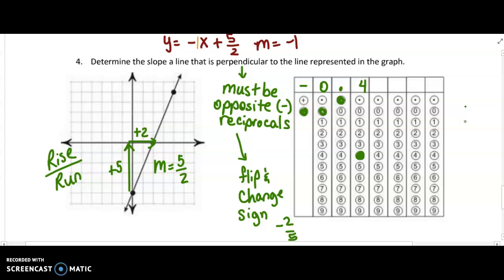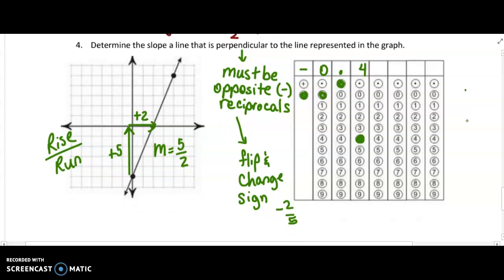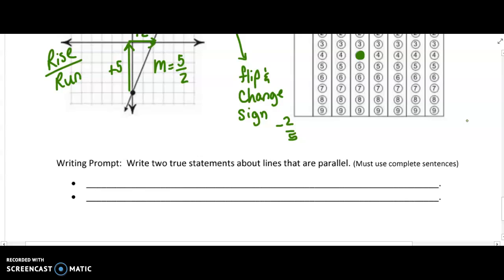All right. So what I want you to do is think about the two true statements about lines that are parallel, and write those as complete sentences. We will talk about those in class.